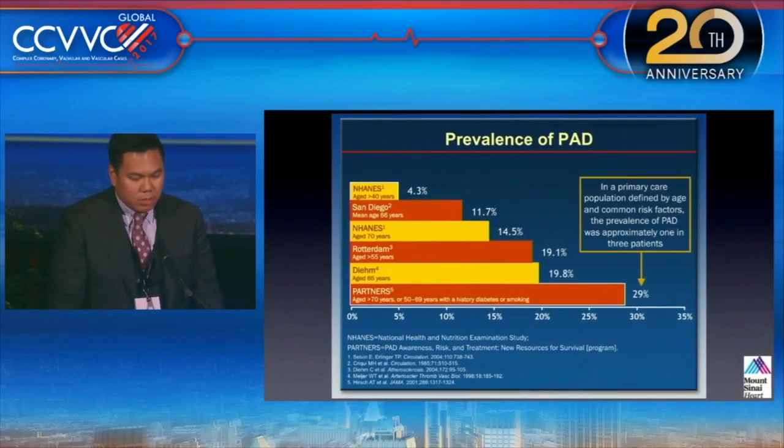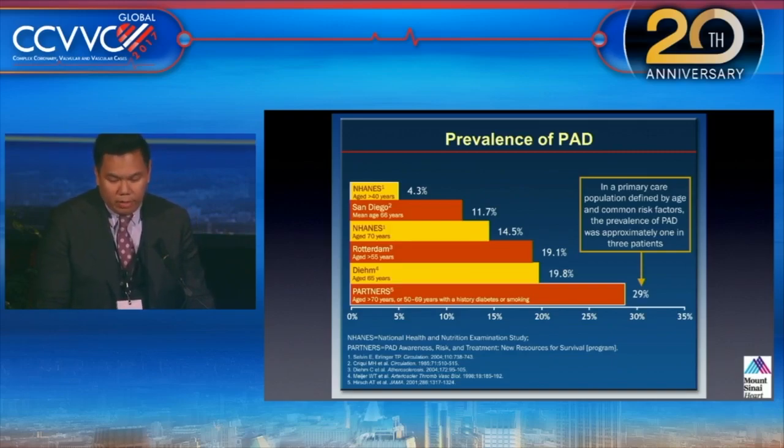These are some studies that looked at the prevalence of PAD, but it was the PARTNERS trial in 2001, which was a while ago, but it really identified that those individuals that have a history of smoking and diabetes really put them at risk for PAD. In fact, 1 in 3.